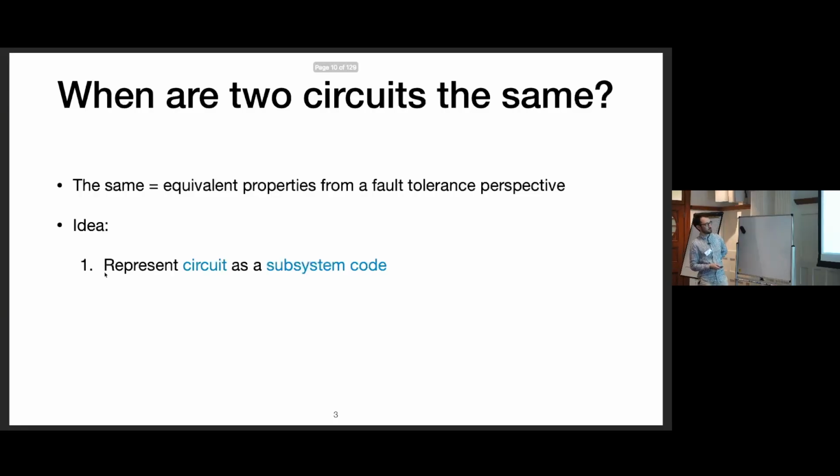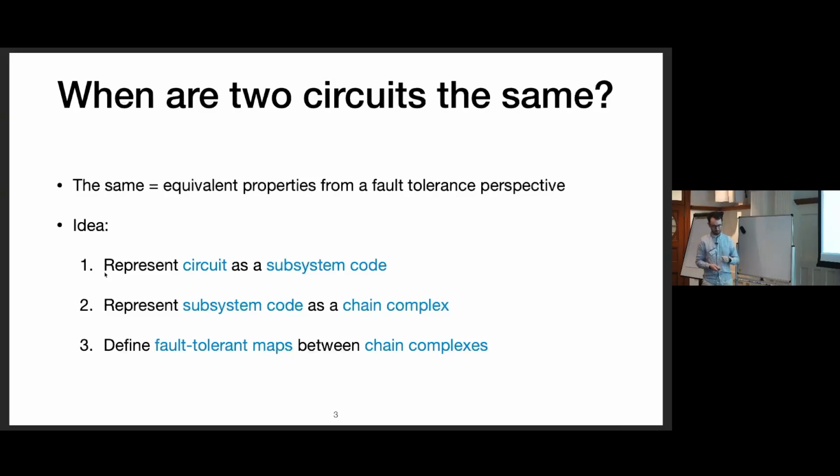So the idea is we have a circuit, but then we're actually going to represent it as a code. And we're going to use this Spacetime codes formalism, which I'll explain. And then we have this code, and instead of thinking of it as a code, we're going to think of it as a chain complex. And why do we want to do this? Because then we can think about the natural maps between chain complexes, which are called chain maps, and then we can define a kind of chain map that preserves the fault-tolerant structure. And then we'll use this to answer this question of when we can think about two error correction circuits being the same.